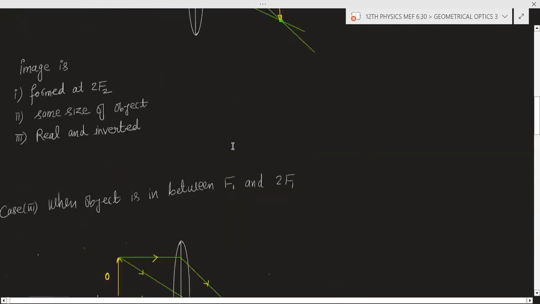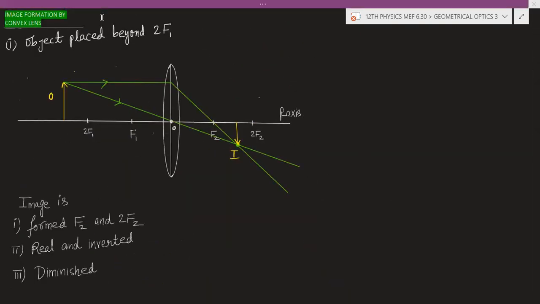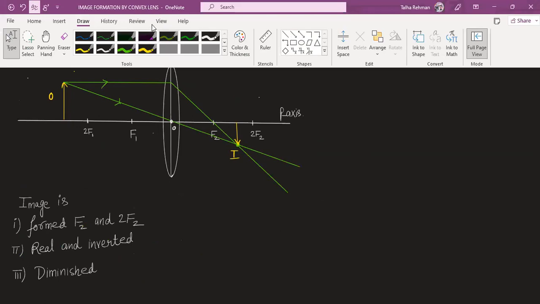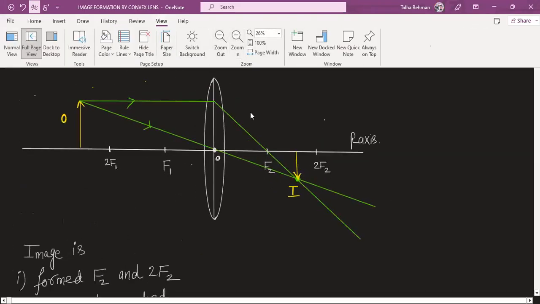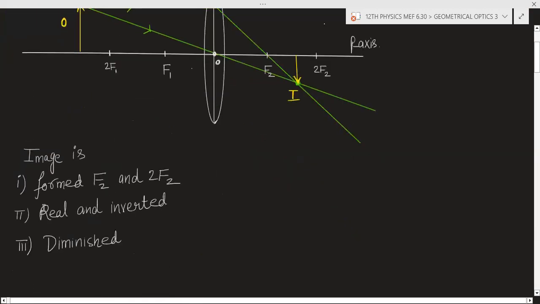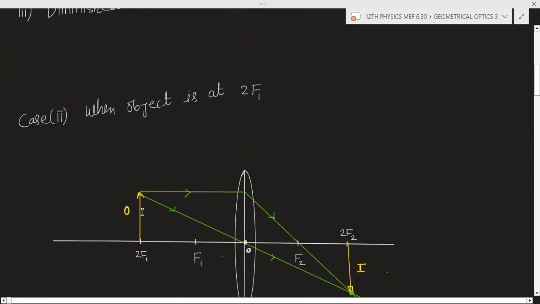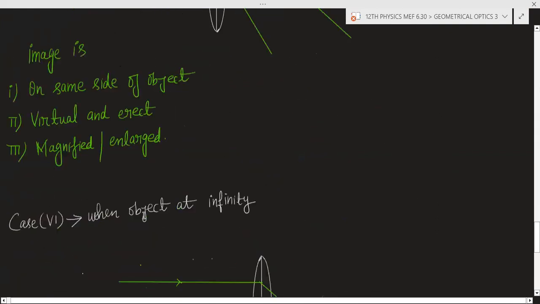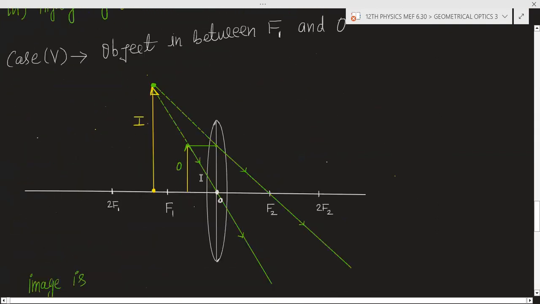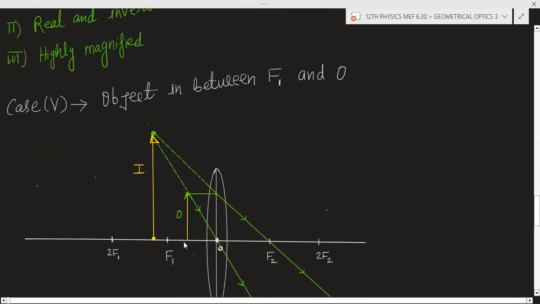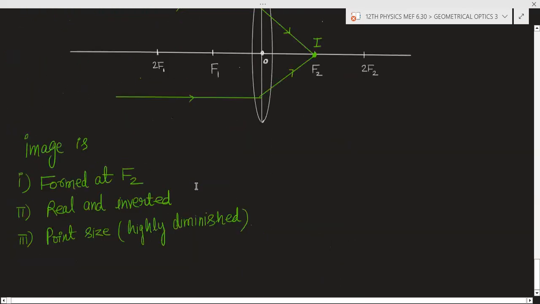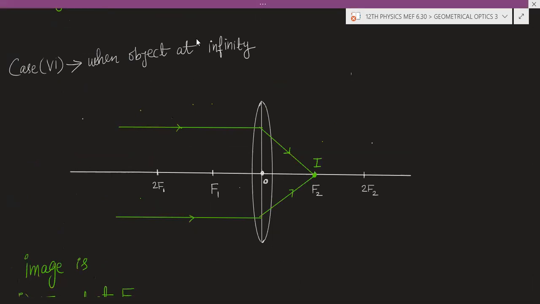So these are the ray diagrams for image formation by the convex lens. Most of the time the convex lens produces a real and inverted image. But there is one case where the image is virtual and erect. That is this case. When you place the object in between F1 and O, then you will get the virtual image. Okay, so you can take the screenshot now. The list of this last case.